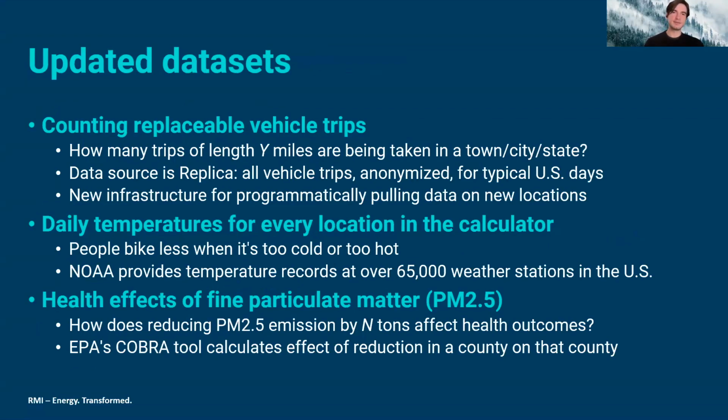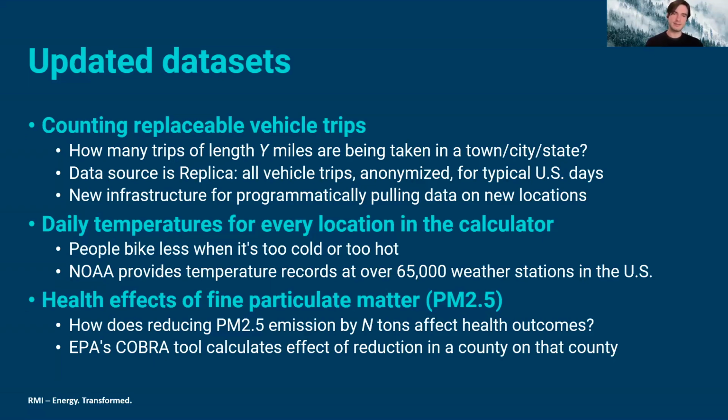So making these improvements required updating or pulling in some entirely new data sets. Expanding the set of towns and cities required building better infrastructure for querying for trip data. This is a very necessary input for the calculator because we need to know how much people are driving different distances in each of your cities and towns. Our solution for this is based on a company called Replica, and this is specifically a US-based solution.